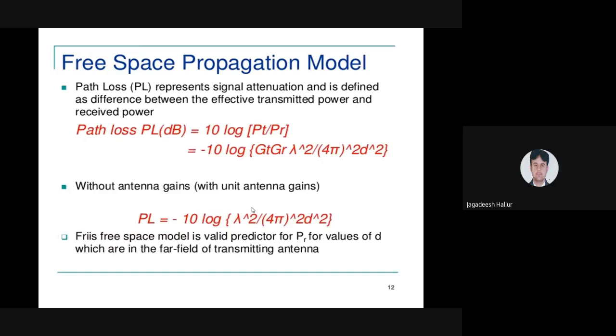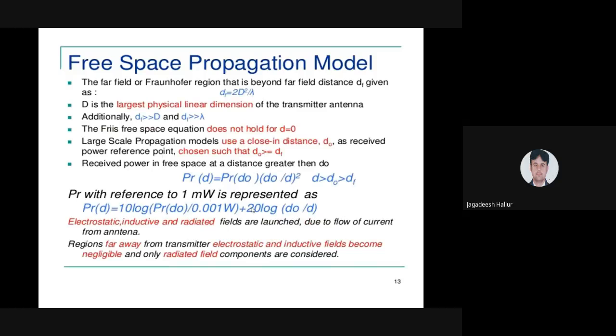And for calculating path loss, path is nothing but the distance. If the distance is more, a number of losses will be present. So the path loss equation is minus 10 log of GT GR lambda square divided by 4 pi square into D square. If the gain of antenna is unity, GT GR becomes 1. So the modified path loss equation is minus 10 log of lambda square divided by 4 pi square into D square. And next, for calculating the Fraunhofer region, D of F is equal to 2D square divided by lambda.